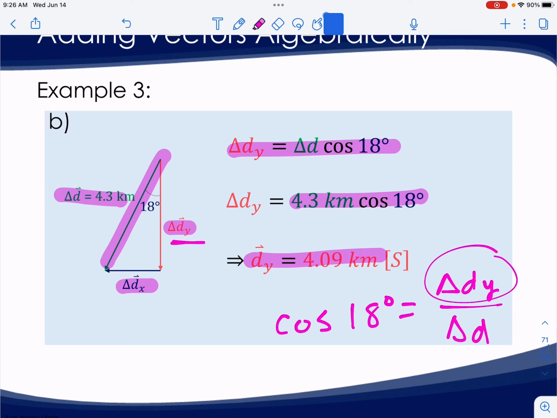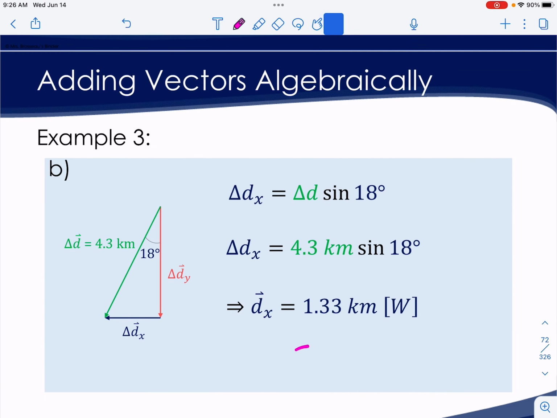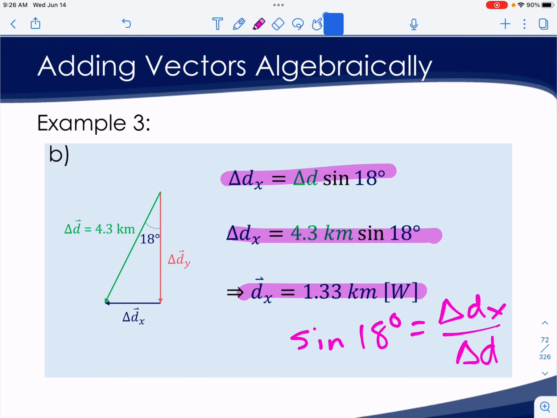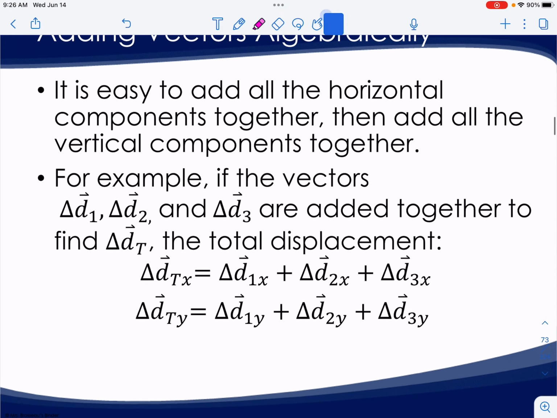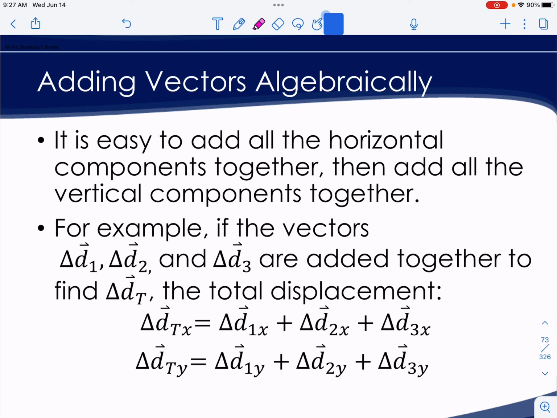So here, and then on the next page, we're going to use sine. Very similar. Here we have sine of 18 degrees is going to be our opposite, delta dx over delta d. When we multiply both sides by delta d, you get this equation. You plug in place, and you get that to be 1.33 kilometers west. So you can break it into the x and y. It is easy to add all the horizontal components together and then add all the vertical components together.